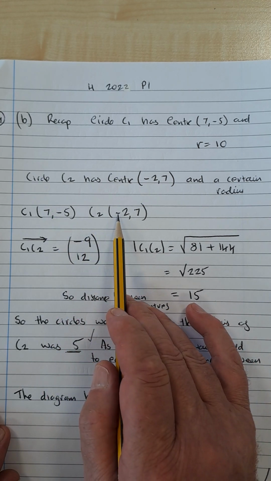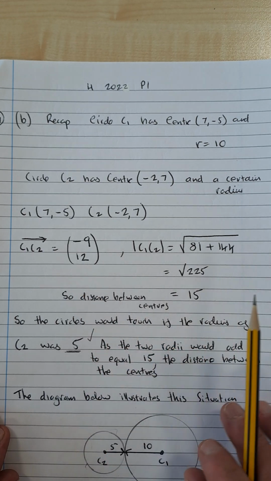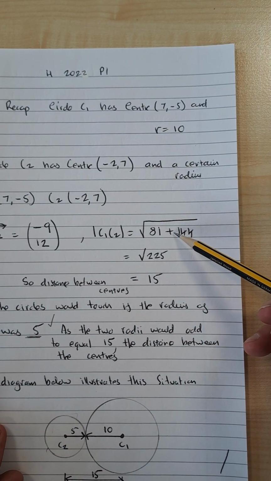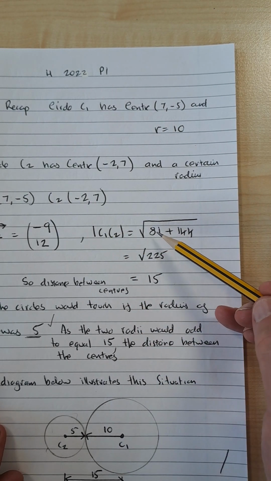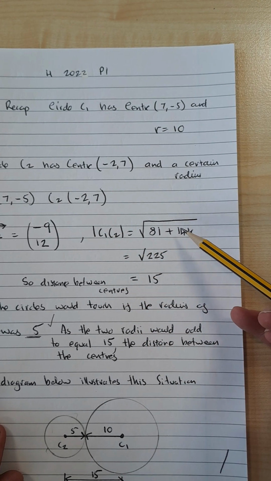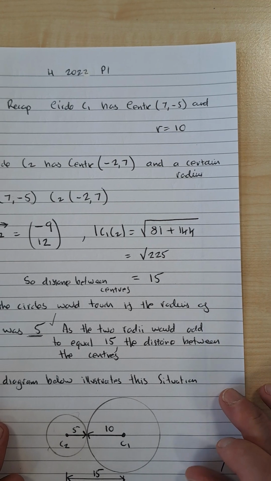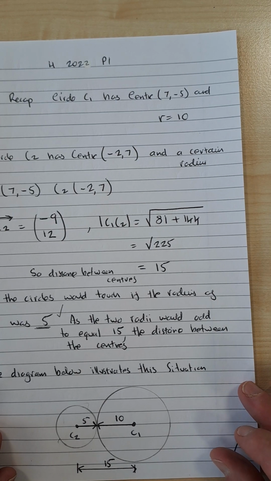So 7 to -2 is back 9, -5 to 7 is up 12, and to get the length of a vector, you square them, add them, and you root your final answer. So -9 squared is 81, 12 squared is 144, that gives you root 225. So the distance between the two centres is the root of 225, which is 15.